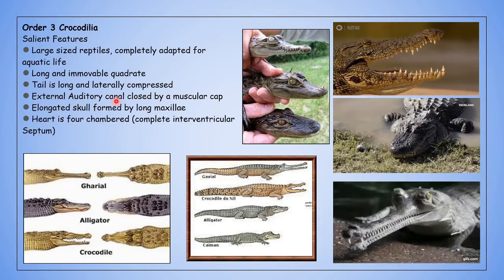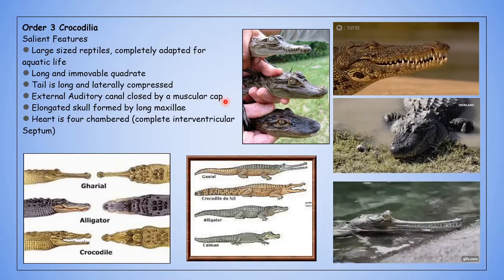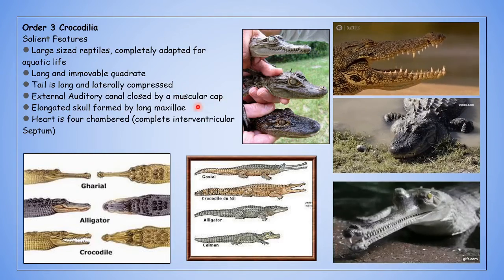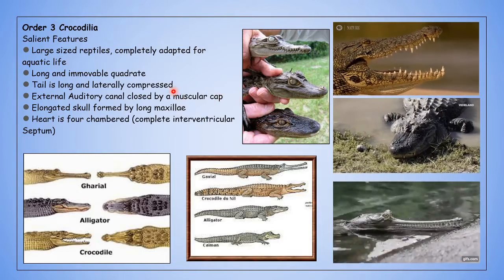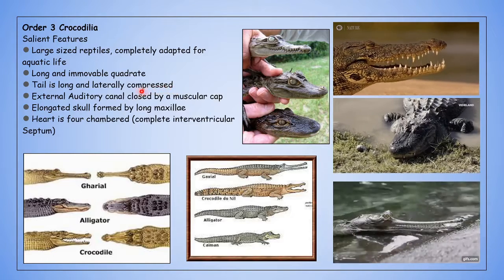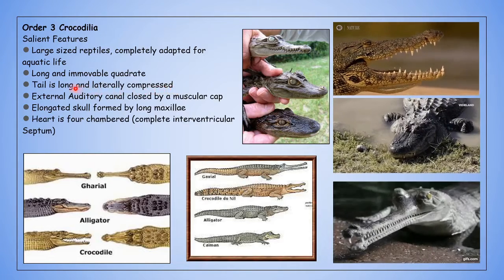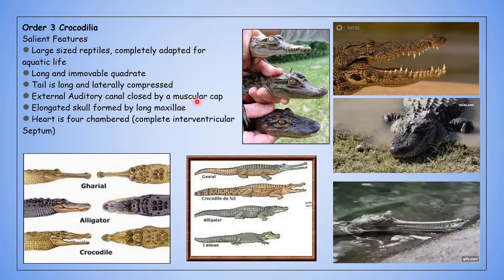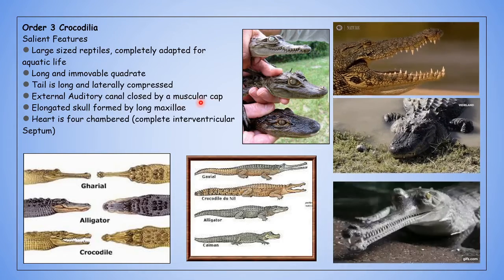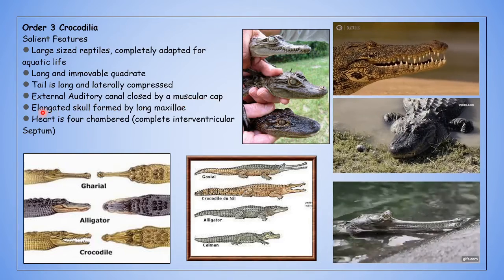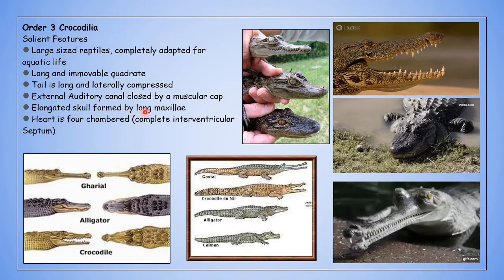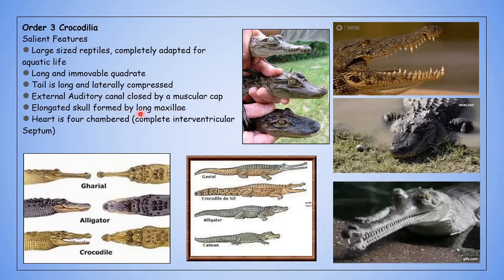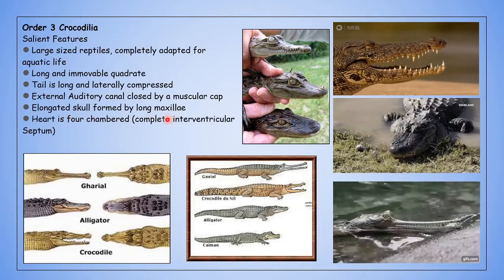Their external auditory canal can be closed by a muscular flap, because they are mostly in water. To prevent the entry of water, when they submerge, the auditory canal will be closed with the help of this muscular flap. They have an elongated skull formed of long maxillae. Because of the long maxillae, they have a very elongate skull.